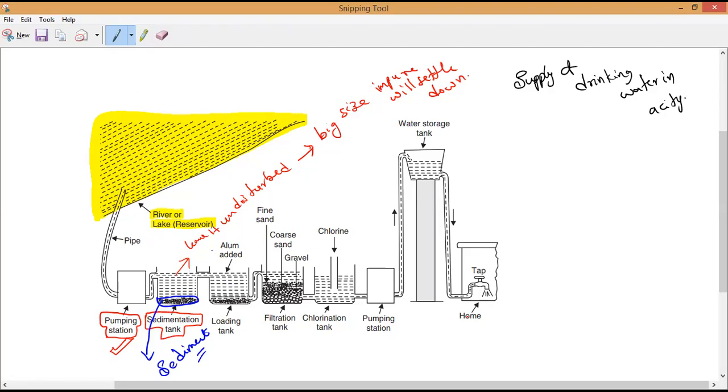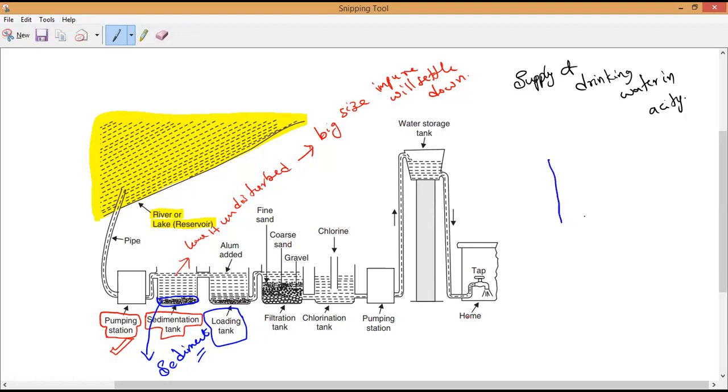Is it yes or no? Now, those impurities will never settle down, so it is very difficult to separate them. That is why we have to take it into another tank. What is the tank called? Loading tank. Understanding?